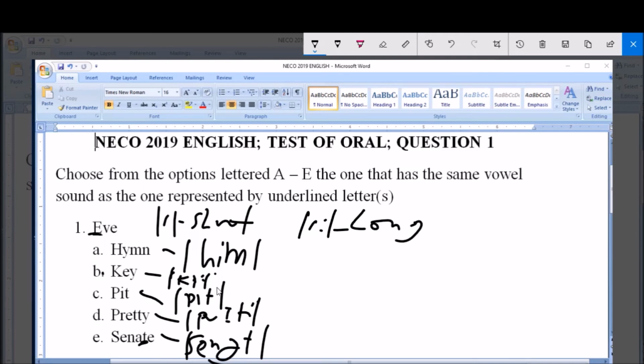So the correct option here is option B. Option B is the correct option.